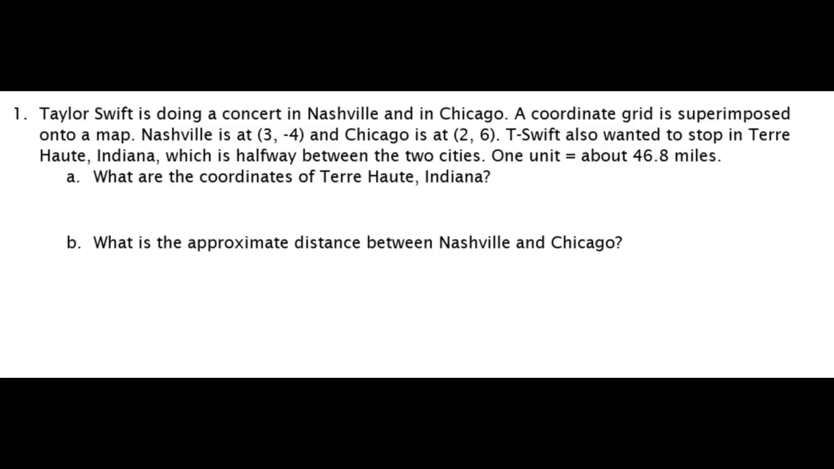Taylor Swift is doing a concert in Nashville and in Chicago. A coordinate grid is superimposed onto a map. Nashville is at 3, -4, and Chicago is at 2, 6. Taylor Swift also wanted to stop in Terre Haute, Indiana, which is halfway between the two cities. It also tells us that 1 unit is about equal to 46.8 miles.